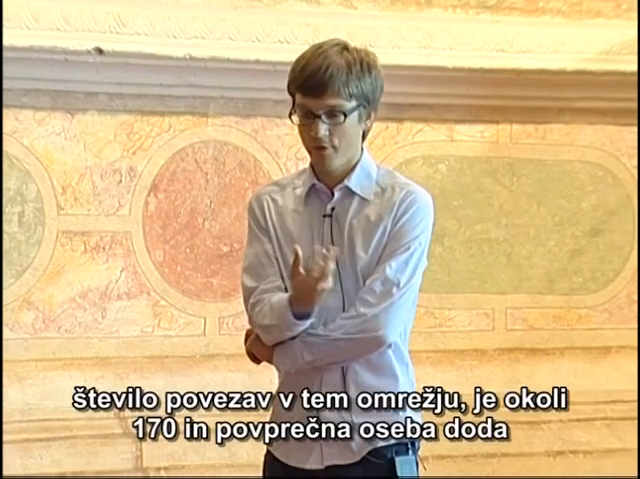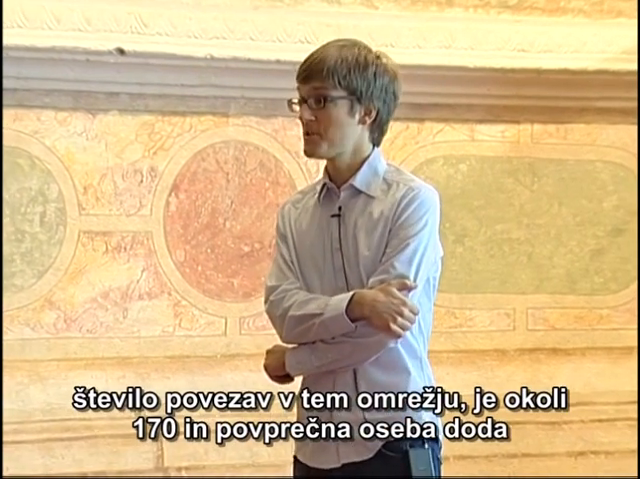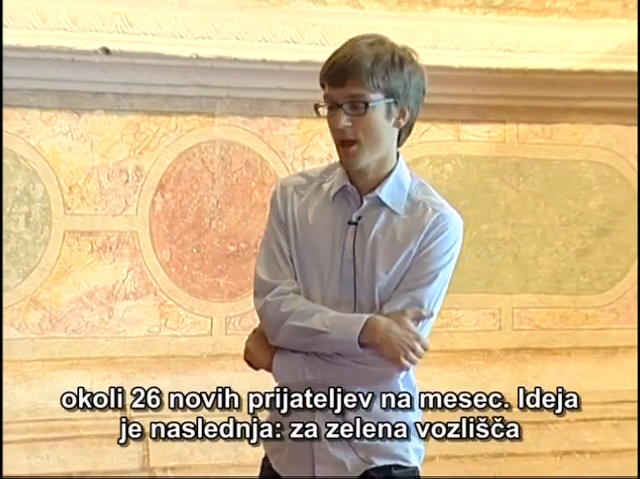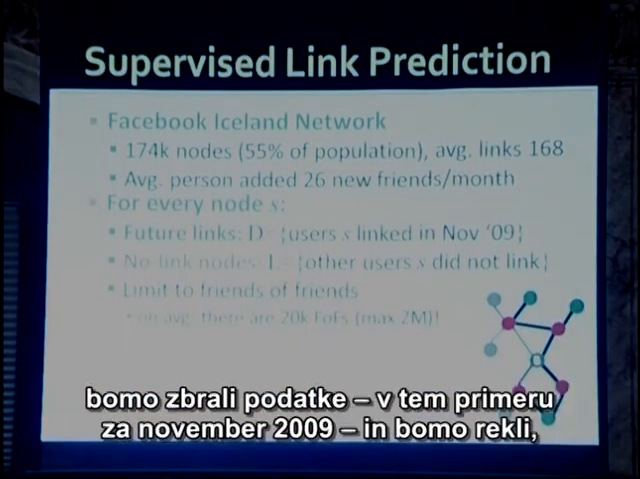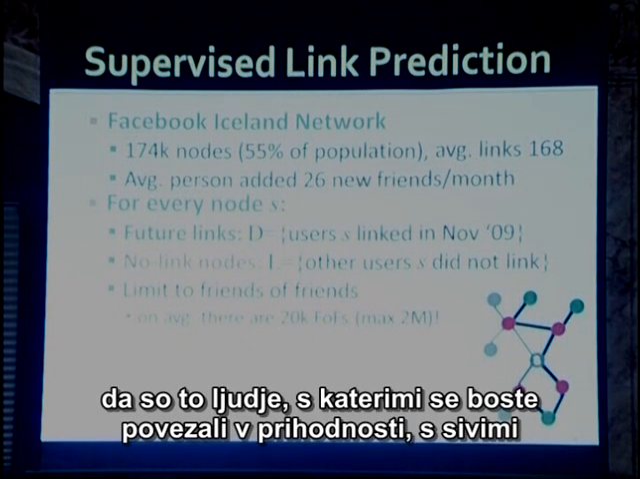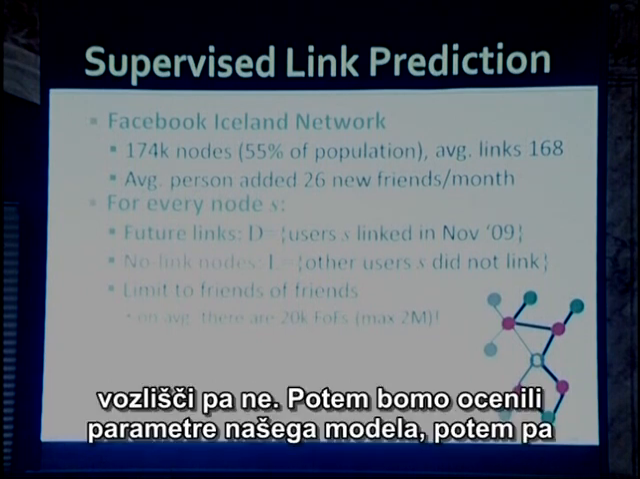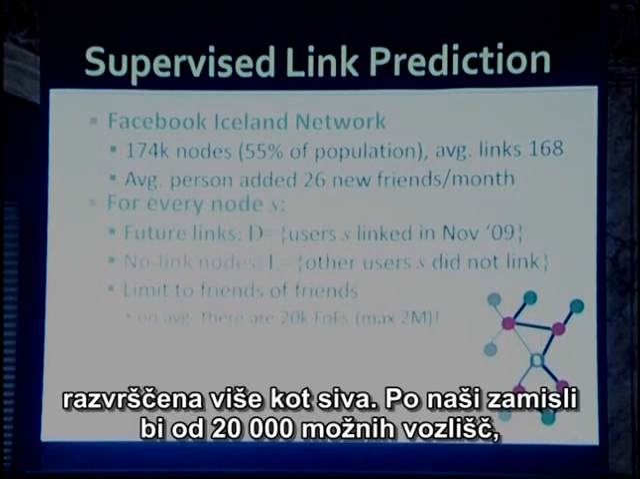The average degree, so the average number of connections in this network, is around 170, and per month an average person adds 26 new friends. So the idea will be the following. Our green nodes, what we will do is we will take data, in this case from November 2009. We will say these are the people that you create links to in the future, and our gray nodes are the nodes to which you don't link. And then we will estimate the parameters of our model, and then we will try to rank the nodes in such a way that our green nodes come up higher in the ranking than the gray nodes.